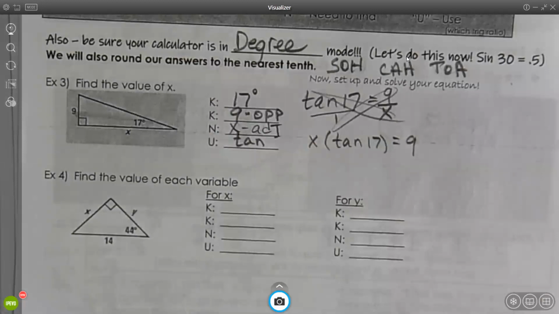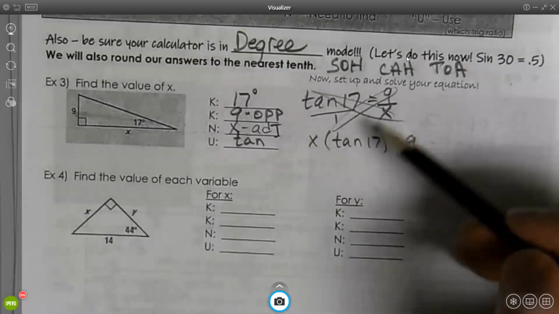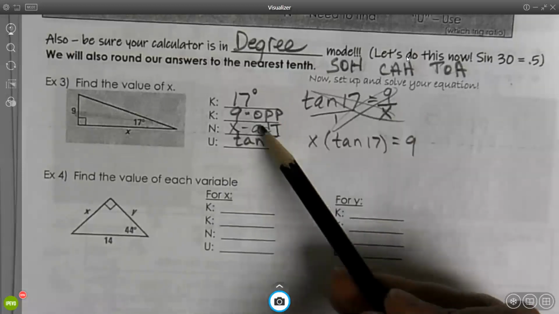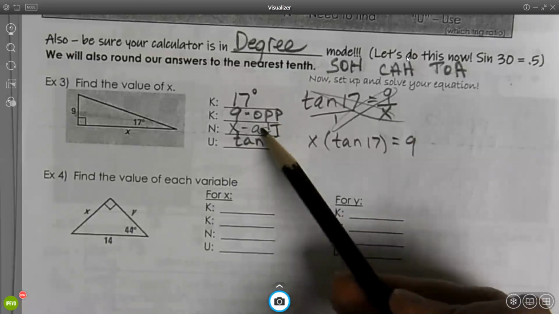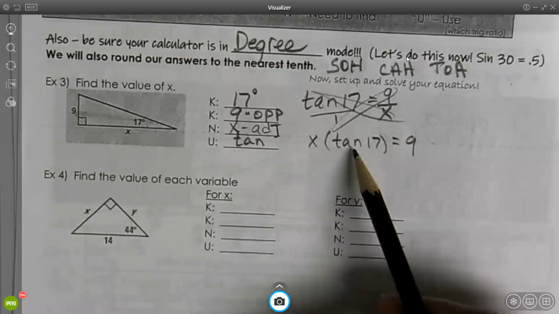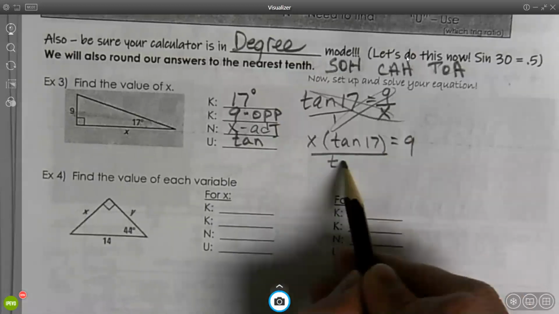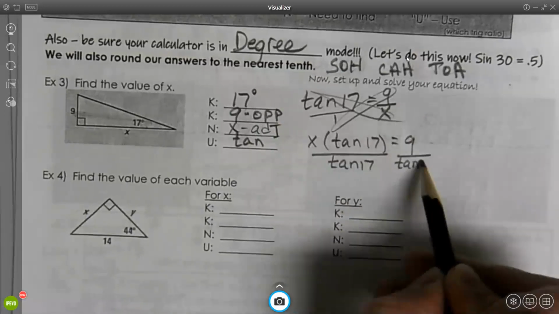Now we want to solve for x. X is sometimes on the bottom of the fraction, sometimes x is on the top of the fraction. It all depends if it's the opposite or the adjacent that you're looking for. Problems can change, problems can be different. So we cross multiplied, the x came over to the tangent of 17. Now we have to get the tangent of 17 away from there. So we are going to divide by the tangent of 17.